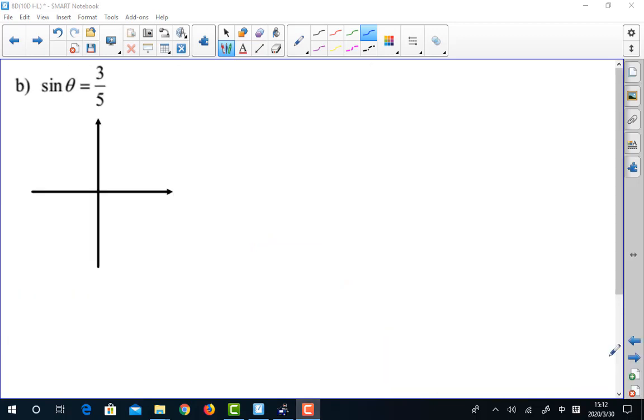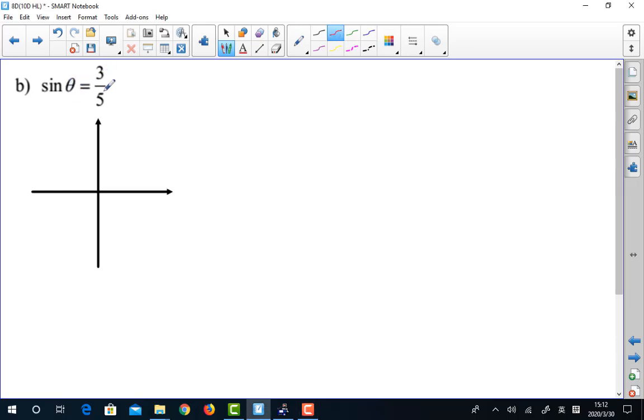I would like to encourage you to pause the video here and solve for the angle theta in B and C yourself, and then check the answers with my answer later on. For me, I prefer to use the first method, which is All Students Take Calculus, to determine the possible quadrants of angle theta. So I will only apply method 1 in B and C.